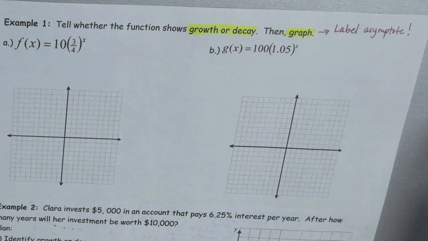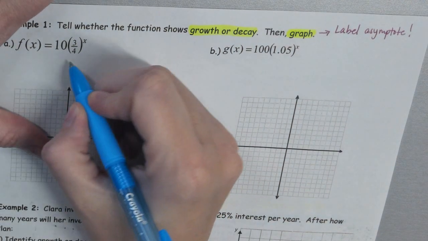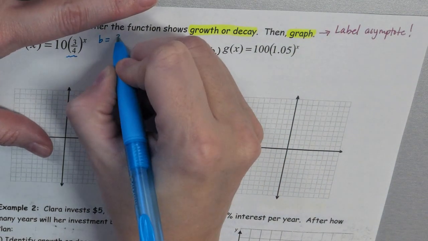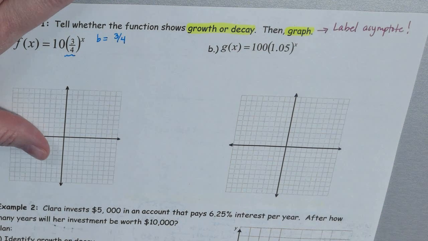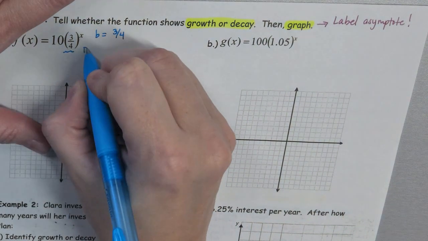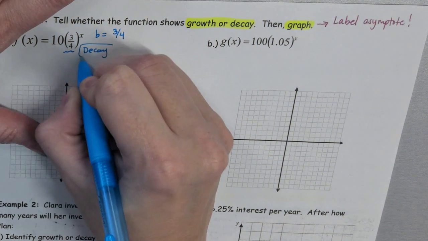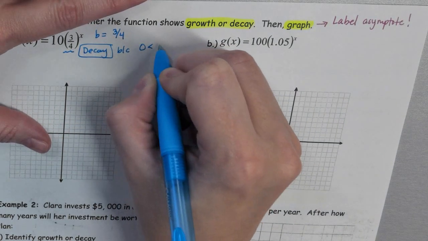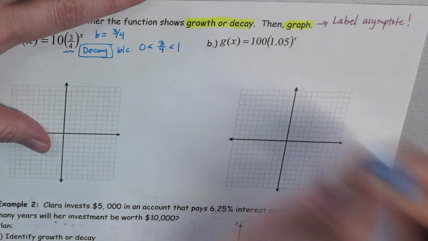Alright, so for growth or decay, you're going to look at the base. Remember, you're going to look at the base and not the initial value. So your base here is 3/4. If it's 3/4, is that growth or decay? Yes, decay, and that is because 3/4, the absolute value of that, is in between 0 and 1.